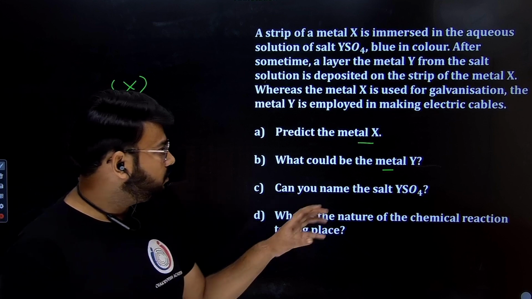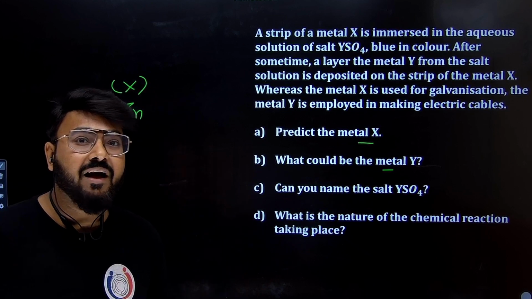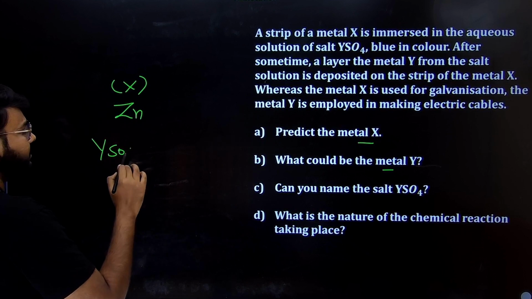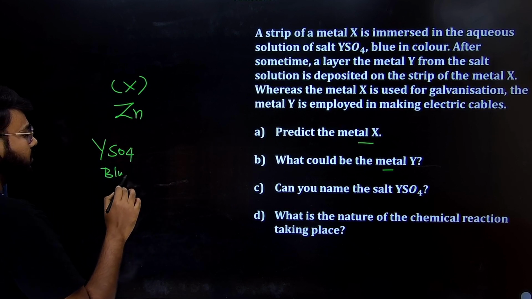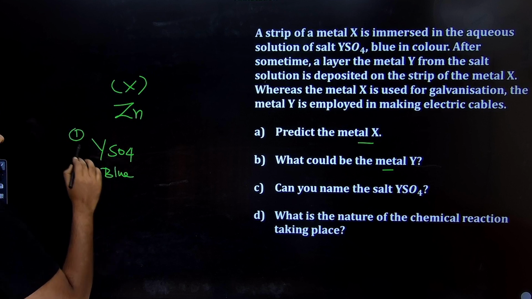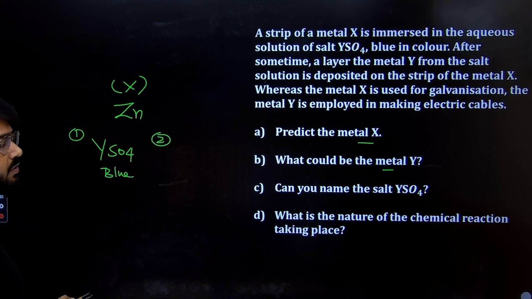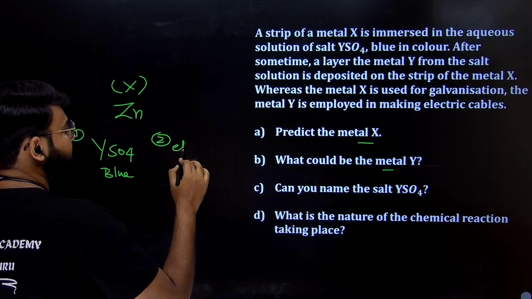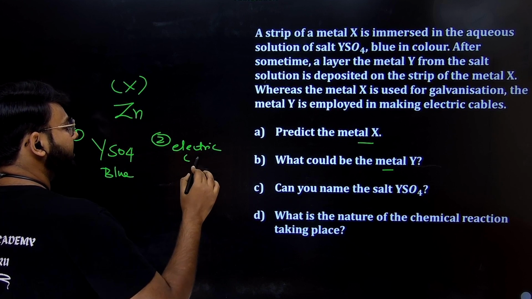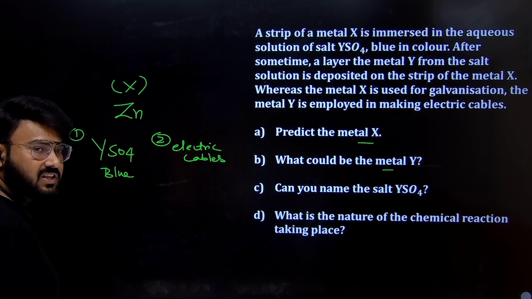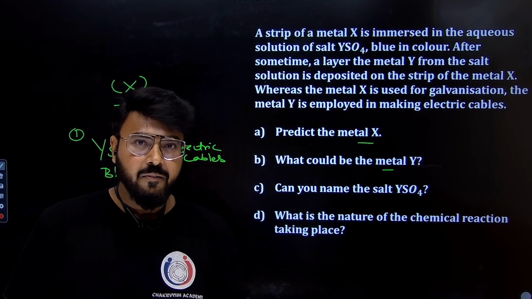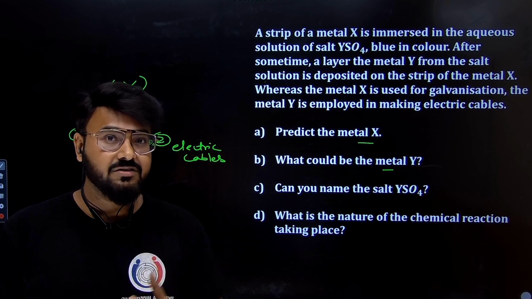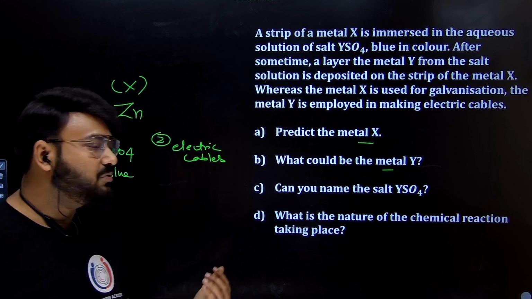Now when we talk about metal Y, so what are the hints we have for the metal Y? So first it says it's YSO4. Its sulfate solution is blue. That is your hint number one. And you have a hint number two, which says that it is used in making electrical cables. So we know silver metal has a very high conductivity and it is best for use as an electric cable. But because of its expensive nature, we use copper.